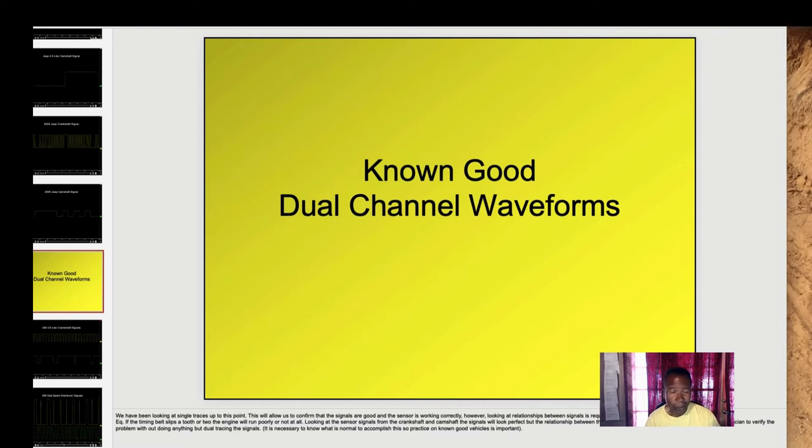What else would be a good thing? Front and rear O2 sensors, and how they respond next to each other. Left and right bank O2 sensors. Heater O2 sensors, that's also a good one. And the most difficult one is timing belts.